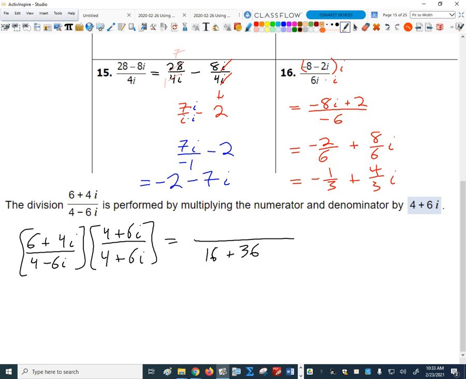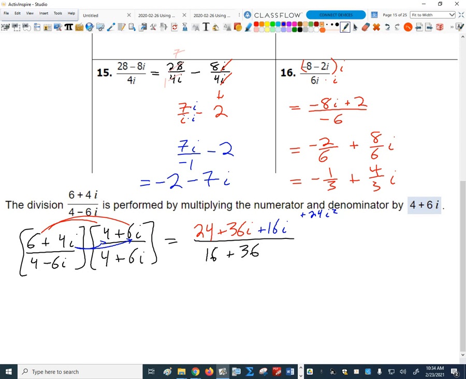Okay, what about the top? Well, on the top, we've got to FOIL this out. So we'll distribute the 6 and get 24 plus 36i. We'll distribute the 4i and get plus 16i plus 24i squared.